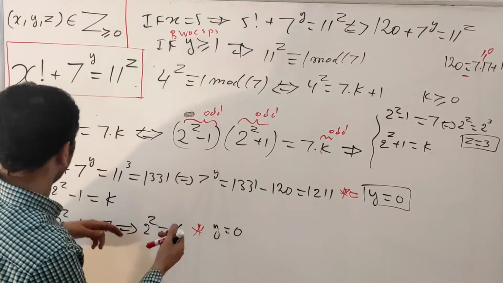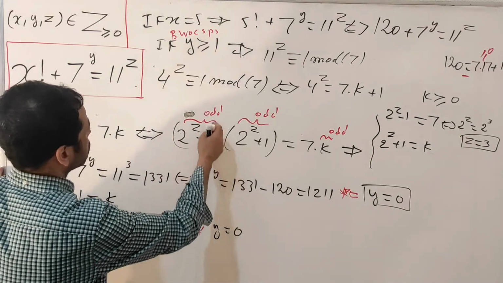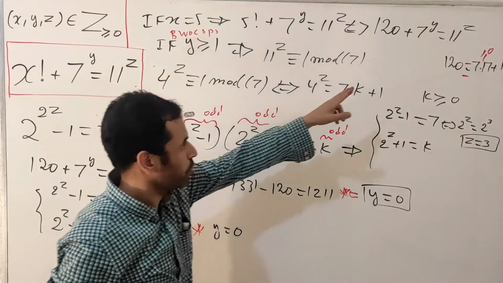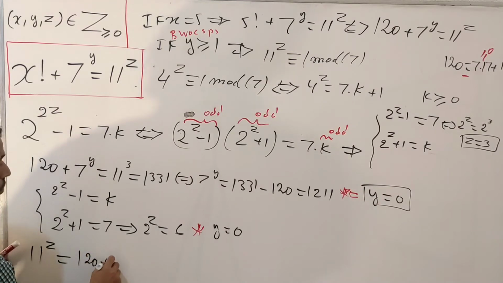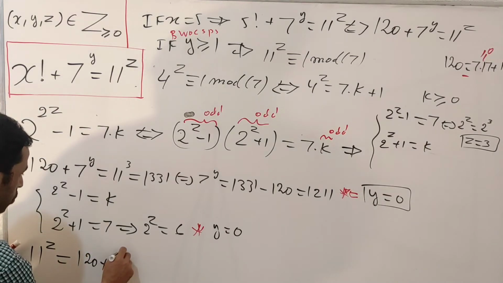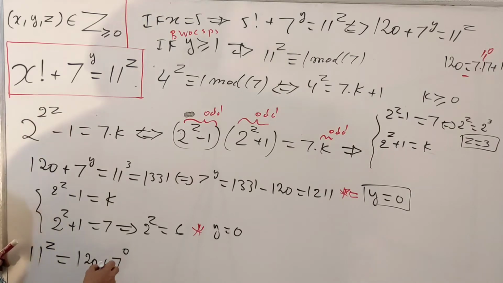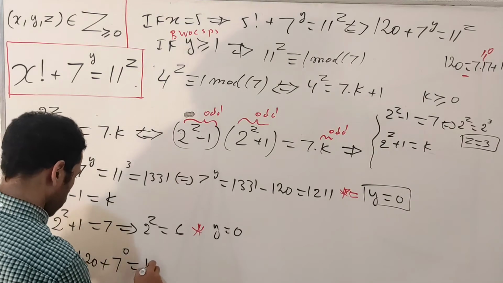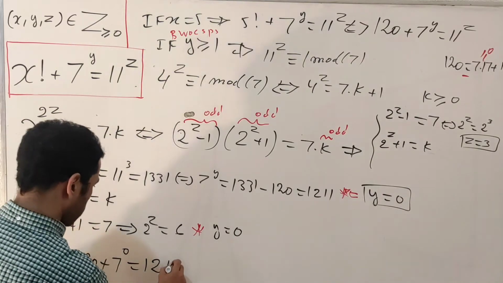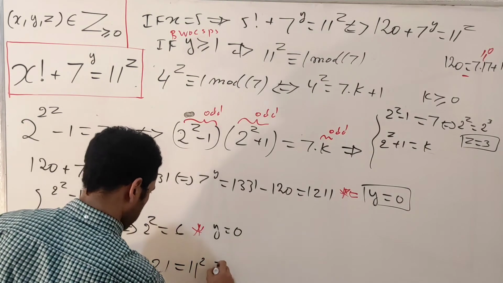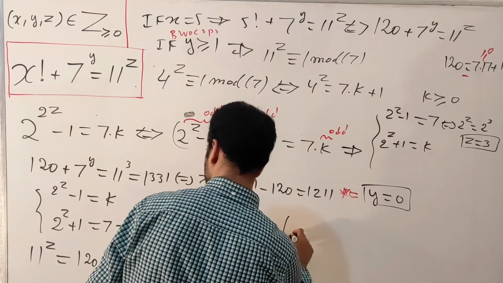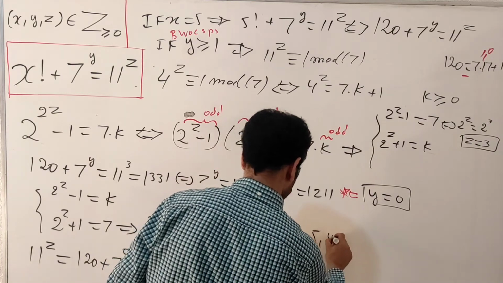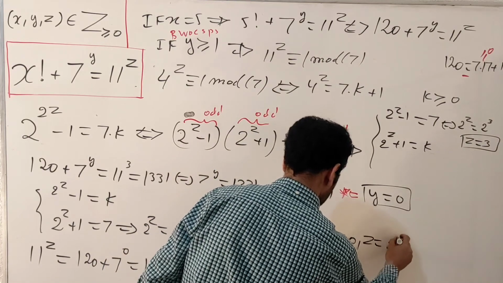If y equals 0, we already have x equals 5. I'm simply going to find z. So by solving that equation, 11 to the z equals 120 plus 7 to the 0, because we found y equals 0, which means 121. 7 to the 0 is 1. 121 is the same as 11 squared. Now we found z equals 2. We have the pair of solutions: x equals 5, y equals 0 and z equals 2.